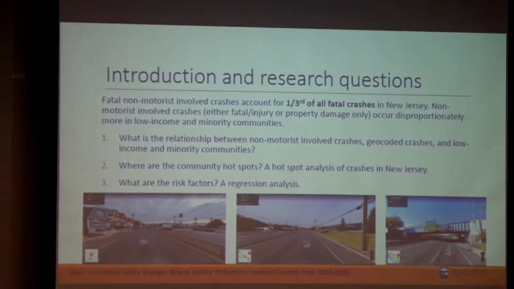Those are some of the research questions I'm addressing. What is the relationship between geocoded crashes and low-income and minority communities? Where are the community hotspots in New Jersey? And finally, what are the risk factors? I do that using a binomial regression analysis.